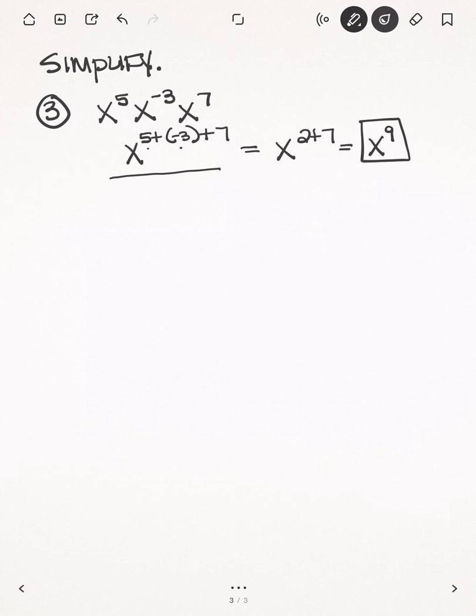All right, what about this one? Number 4, same directions. Suppose you have a monomial 6x to the 4th times y times negative 3x to the 3rd y to the 8th. I am multiplying two monomials together.